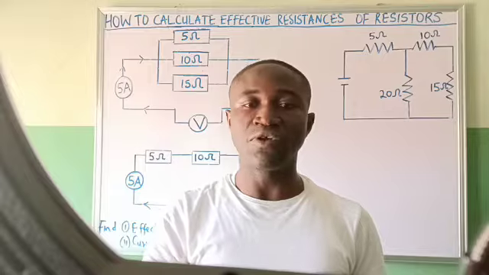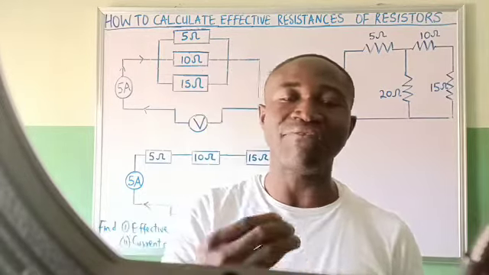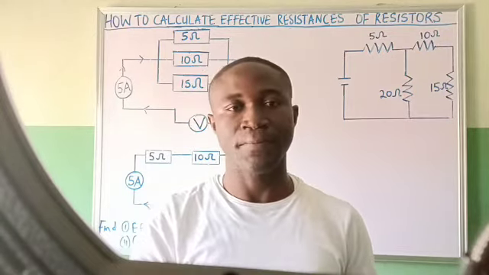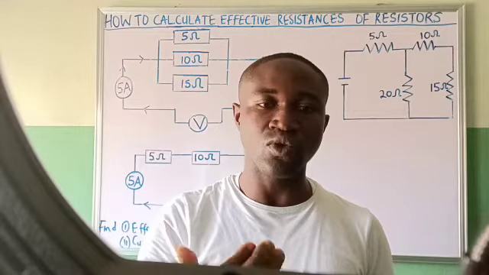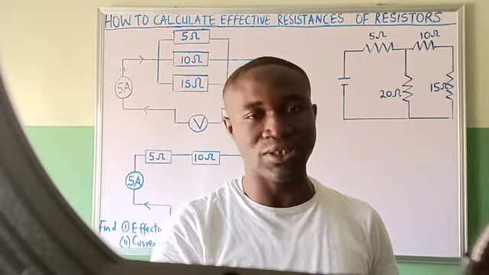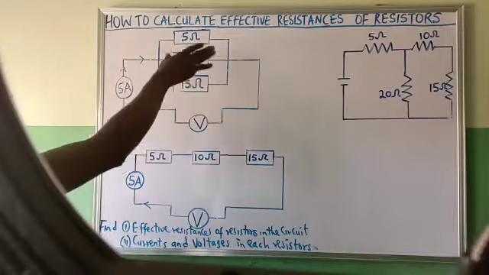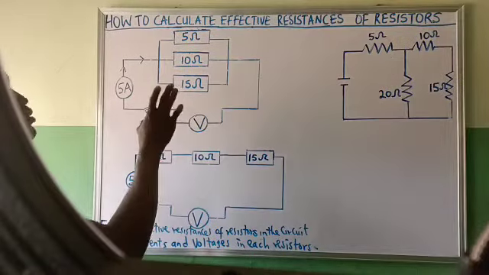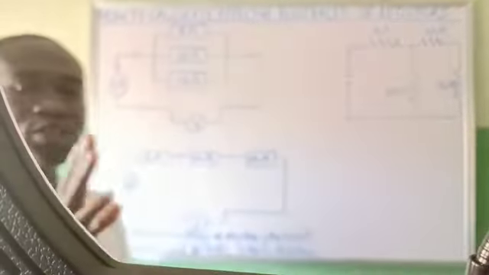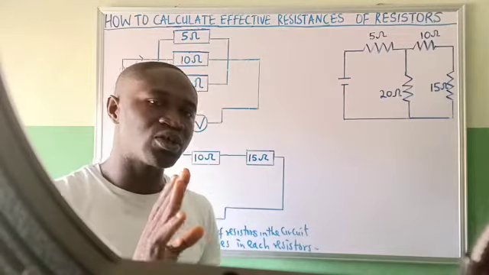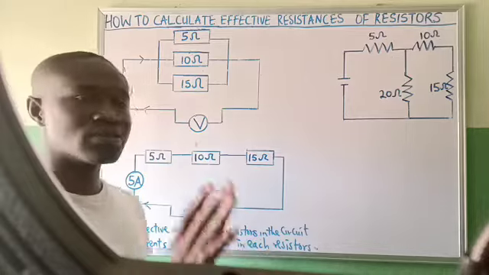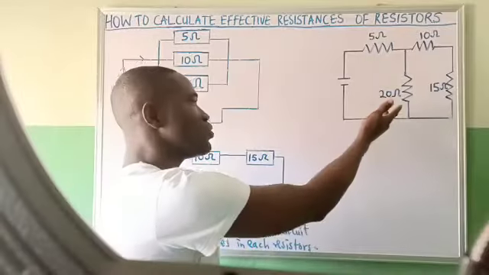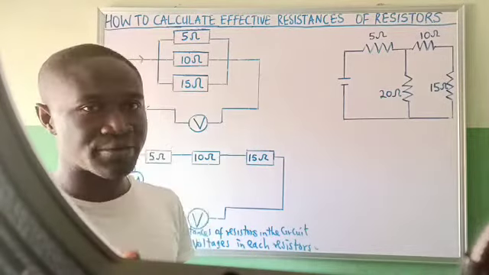In this video we want to see how to calculate the effective resistance of given resistors. And after knowing how to do the calculation, we need to learn other things concerning it. We have three circuit diagrams here, and it is noted that resistors can be arranged in two possible ways: in parallel or in series. The third one is a combination of series and parallel.